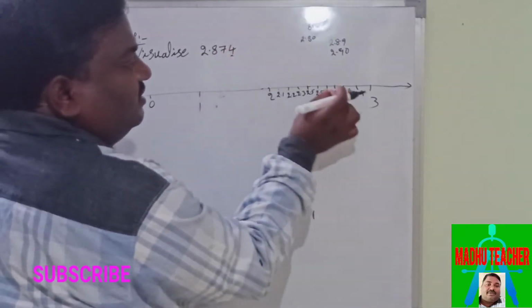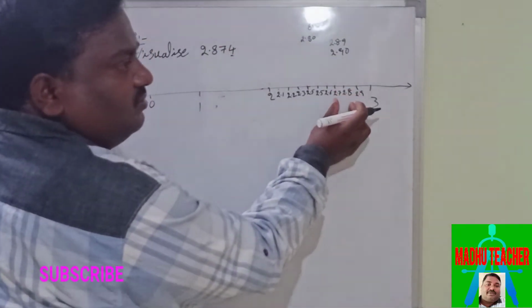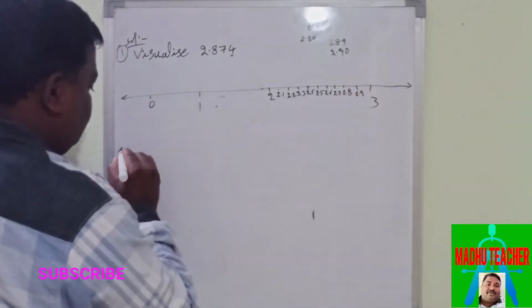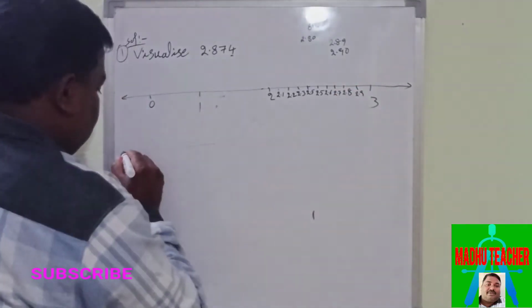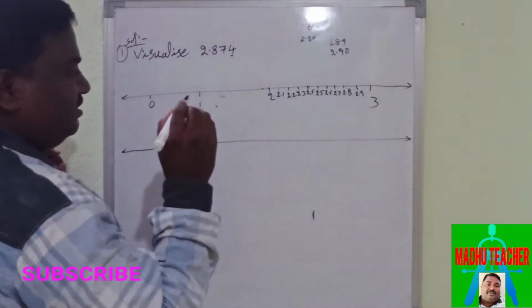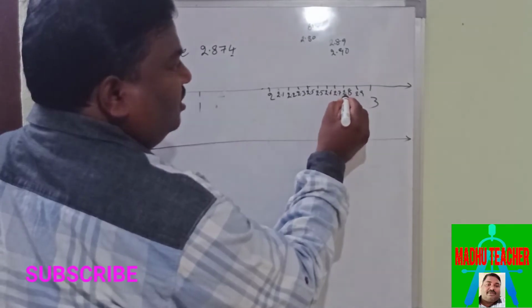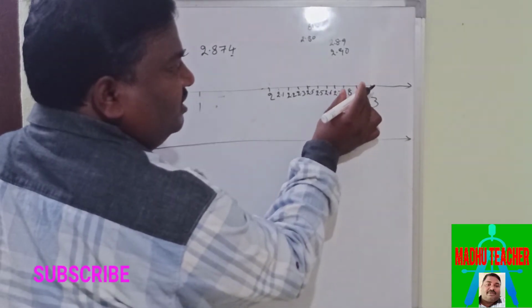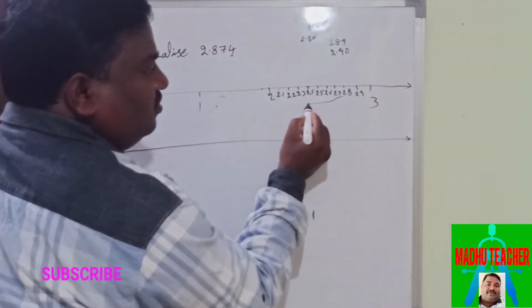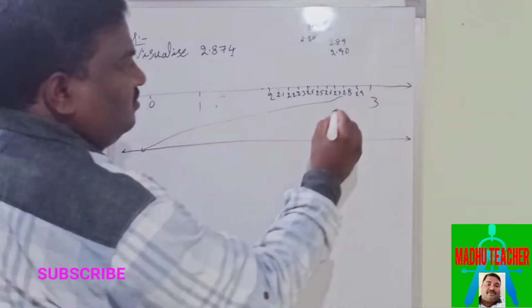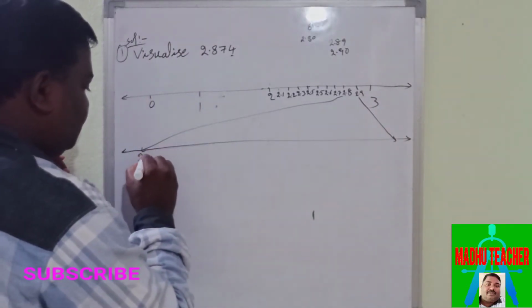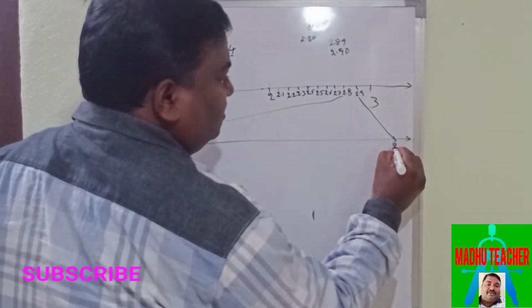To visualize this we have to enlarge this unit. To enlarge that, we draw another number line. This is the number line. We are enlarging the portion in between 2.8 and 2.9. This is 2.8, and this is 2.9.